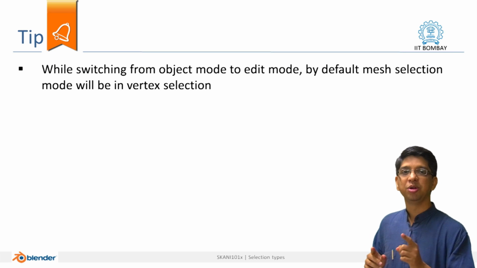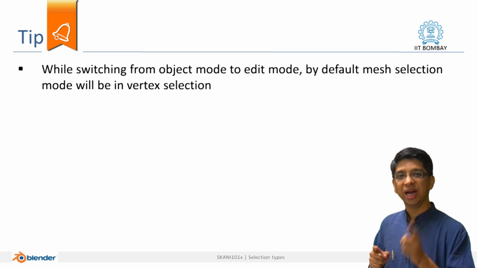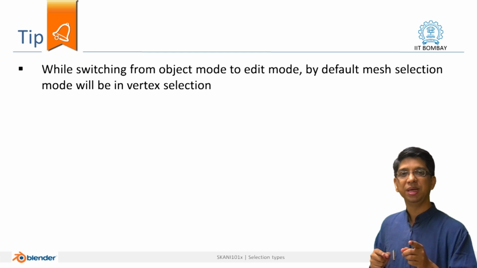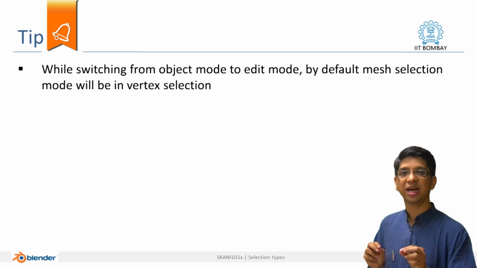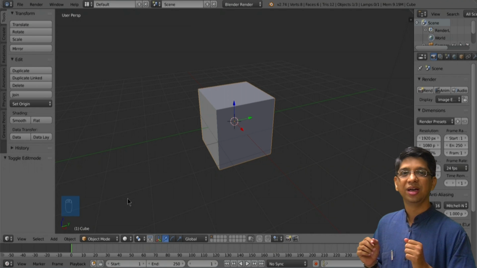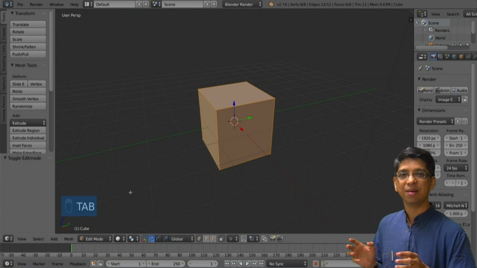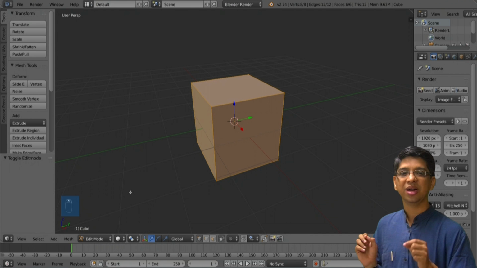Here is an important tip to remember. The moment you switch from object mode to edit mode, it will get into the vertex selection mode by default. What I mean is that all the vertices present in the model will be automatically selected the moment you get into the edit mode. We are in the object mode right now where the cube is selected. The moment I press Tab, I go to the edit mode. Within edit mode, you can see that all the vertices are selected.